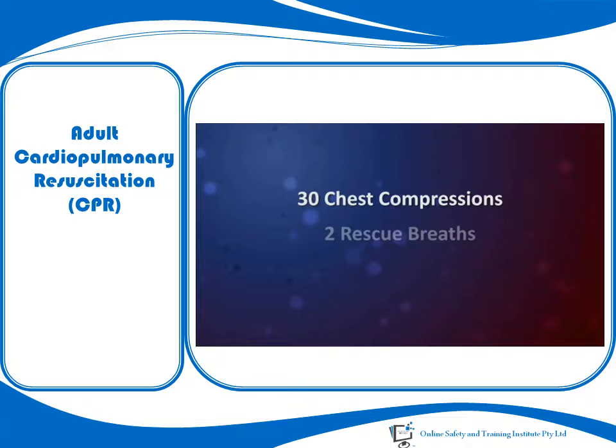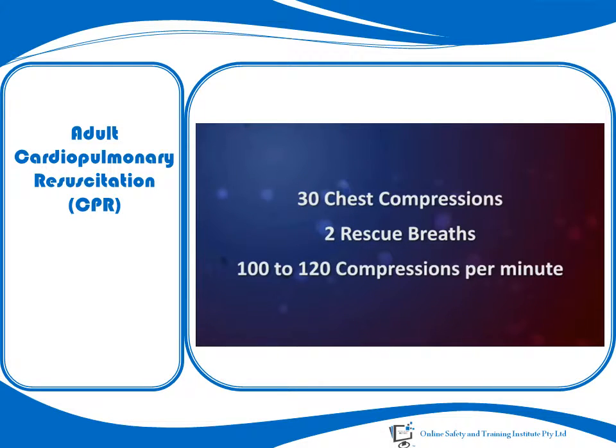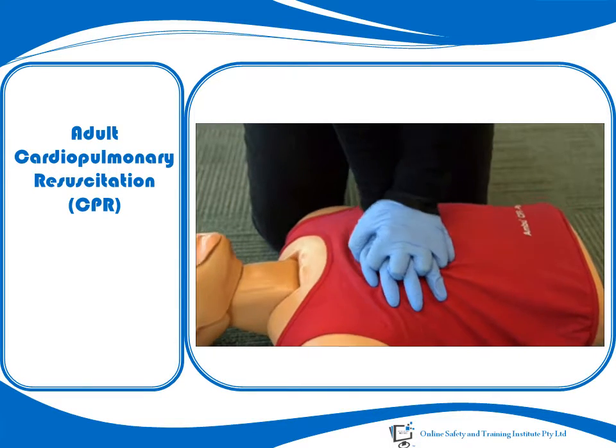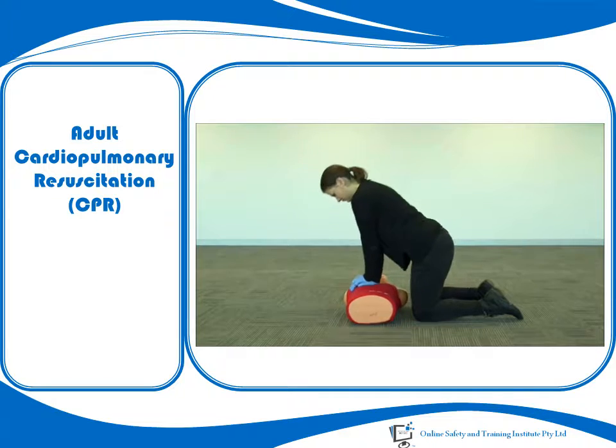Completing 30 compressions and 2 rescue breaths at a rate of 100 to 120 compressions a minute is the best you can hope to achieve in your attempt to save a life. If you are unwilling or unable to give rescue breaths, chest compressions should still be applied at a continuous rate of 100 to 120 compressions per minute.